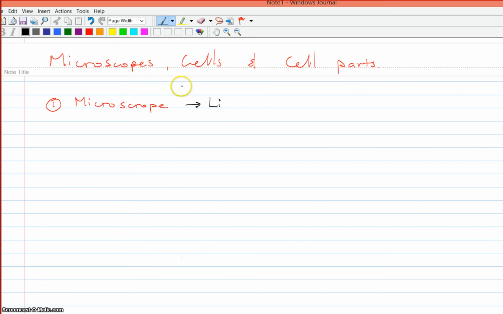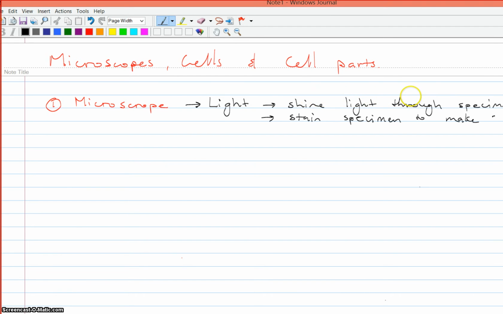And the microscopes that we used at school are called light microscopes because we shine light through the thing that we're trying to see. So we shine light through the specimen. We can stain the specimen to make stuff like the inside of a cell and some of the cell parts more obvious.